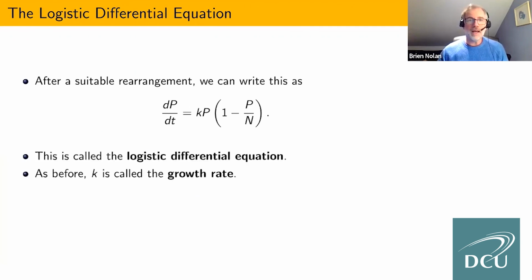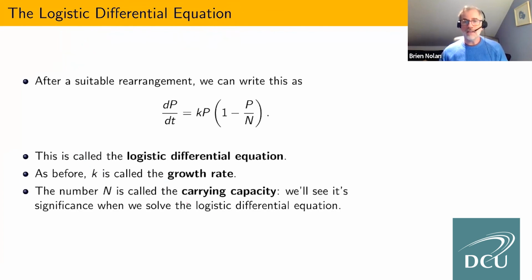What we're going to do next is analyze the consequences of this differential equation, so see what kind of populations this describes. Remember, our original exponential model gave exponential growth. So with this logistic term in it, there's some kind of brake on the population, and what we'd like to do is figure out how it's going to evolve. Just some terms: as before we call K the growth rate, and this number N is called the carrying capacity. And we'll see why it's called that after we solve this logistic differential equation.